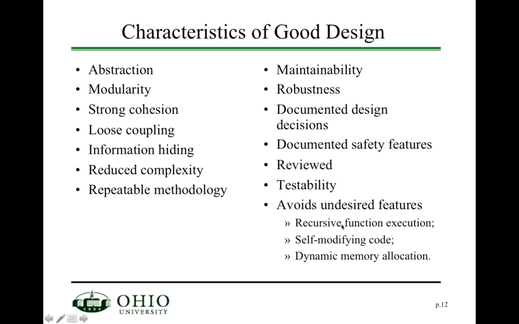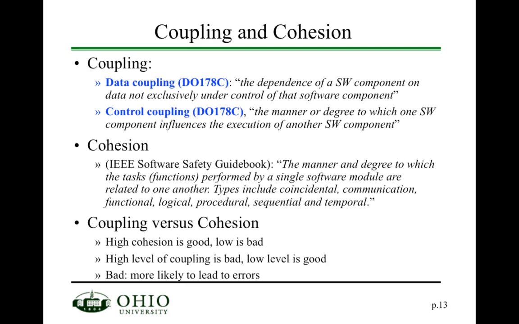Try to avoid some undesired features, which are recursion, self-modifying code, and dynamic memory allocation. Of course, these are very tempting when you have a computer science background and you try to implement some very effective algorithms, but for a lot of safety-critical applications, these have a variety of side effects that you don't want to deal with. Again, I talked about this before. I just repeat the slide so you have it here as well, but I talked about this in the previous module.